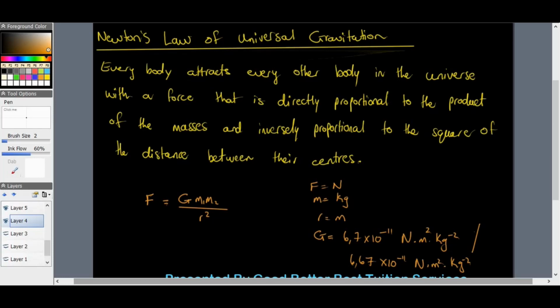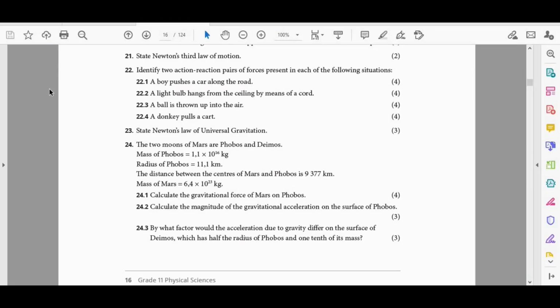Fantastic. So let's have a look at the example here quickly of question 24. They don't use Earth or an Earth object, but rather we're working with planets here. They say two moons of Mars are Phobos and Deimos. If anybody is watching this later and has found out the correct pronunciation, especially of this one, please let me know. I would appreciate it.